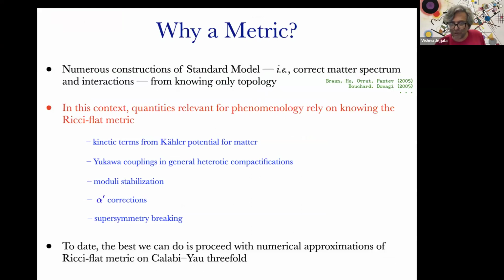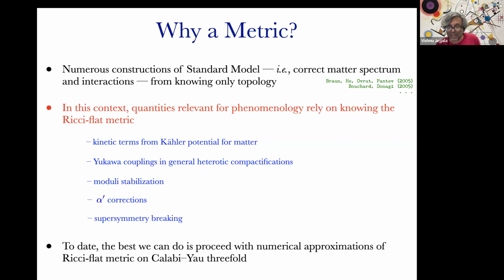Okay, so I think this is where I left off when I cut out. I was trying to justify why we wanted a metric. One reason to have a metric is to compute the kinetic terms, the Kähler potential appropriately normalized, and then in a general compactification, you would use this Ricci-flat metric in order to calculate Yukawa couplings based on these normalizations. We're also ultimately interested in questions like moduli stabilization, understanding alpha prime corrections to the geometry, and ultimately supersymmetry breaking in order to get more realistic models. And for all of these purposes, we would like to know the metric.